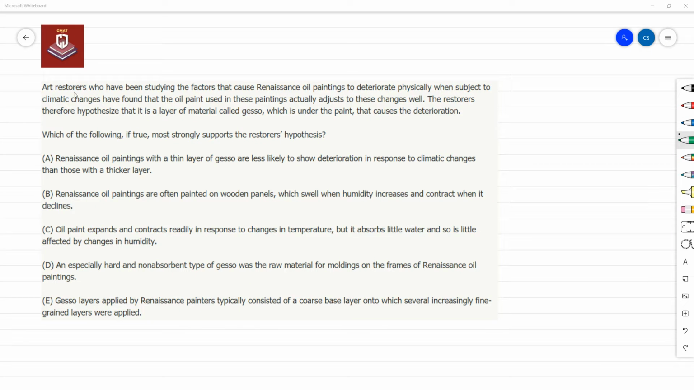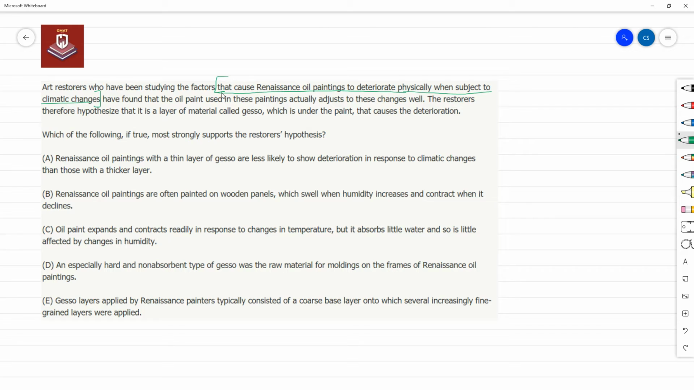Art restorers have been studying the factors that cause Renaissance oil paintings to deteriorate physically. Okay, so these are just modifying factors, factors that cause these paintings to deteriorate physically when these paintings are subject to climatic changes. So these are the factors that these art restorers have been studying.